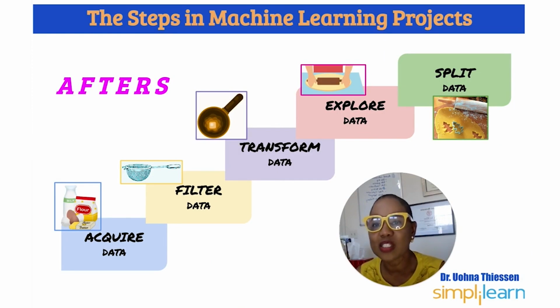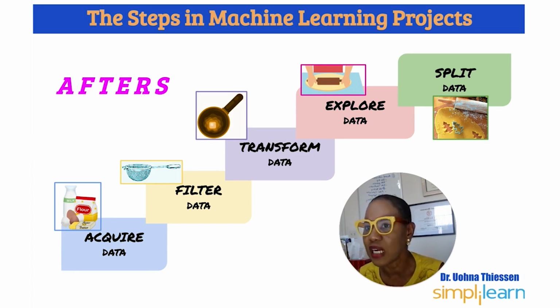So when I talk about the steps in the machine learning project that we will be embarking on, I want you to keep these 5 steps in mind, right? I've used the acronym of AFTERS to help you remember. First there's the acquisition of the data, or acquiring the data. Then you will filter and clean the data. And then there's transforming the data, then you explore the data, then you split the data.